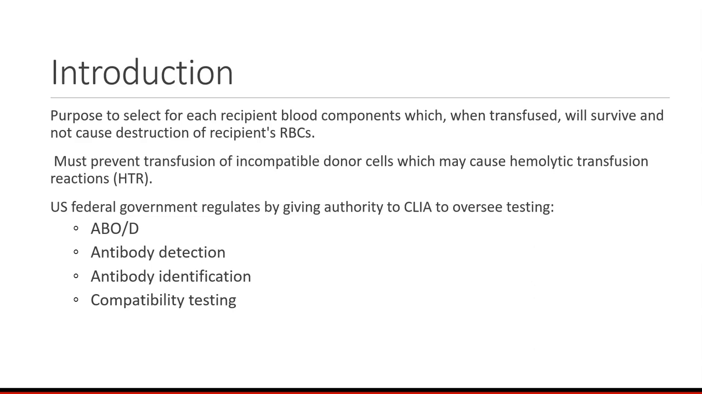We must prevent transfusion of incompatible donor cells, which may cause a hemolytic transfusion reaction, an HTR. The U.S. federal government regulates transfusion services by giving authority to CLIA to oversee testing. The minimum testing that must be done is the ABO/D type, both forward and reverse, antibody detection, and if that's positive, antibody identification, and then the last part is the actual compatibility testing.